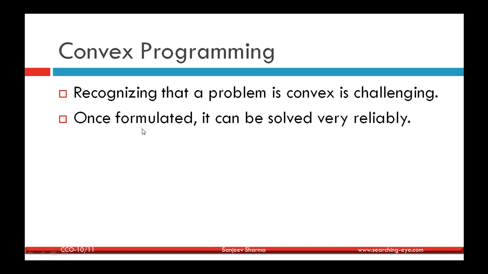So the main challenge in convex programming is to identify that the problem is convex. Once we have identified that the problem is convex, or once we have formulated our problem in a convex programming form, then with a bit of exaggeration we can say that we have already solved the optimization problem.